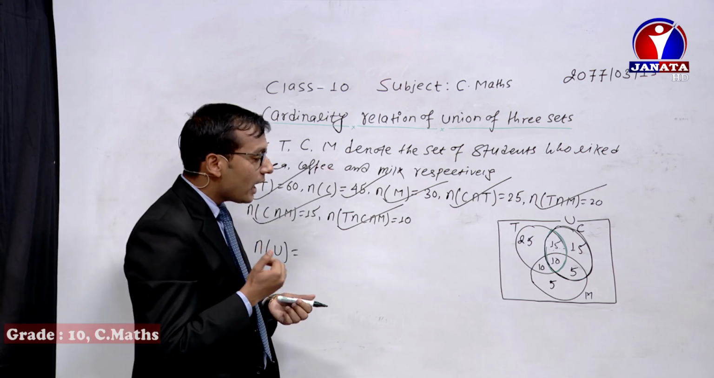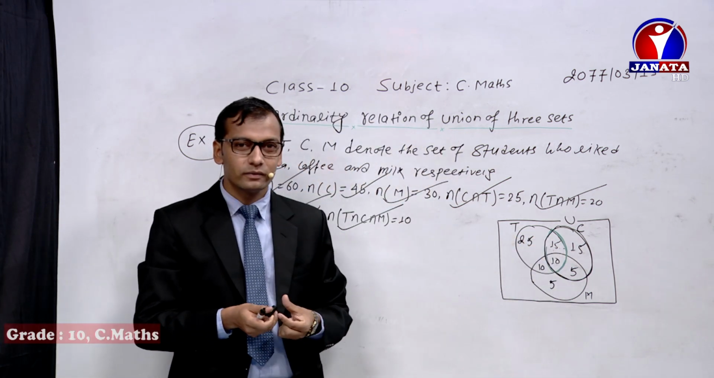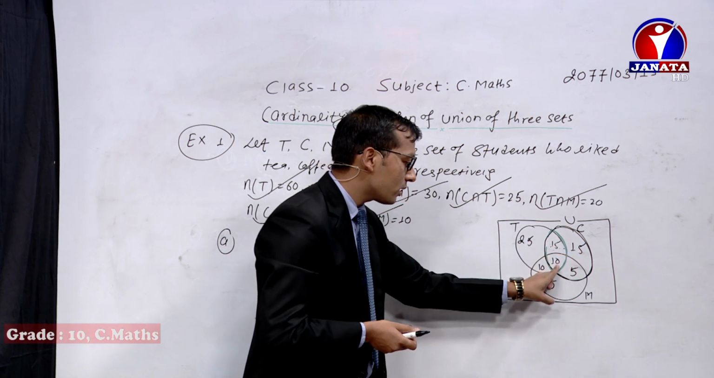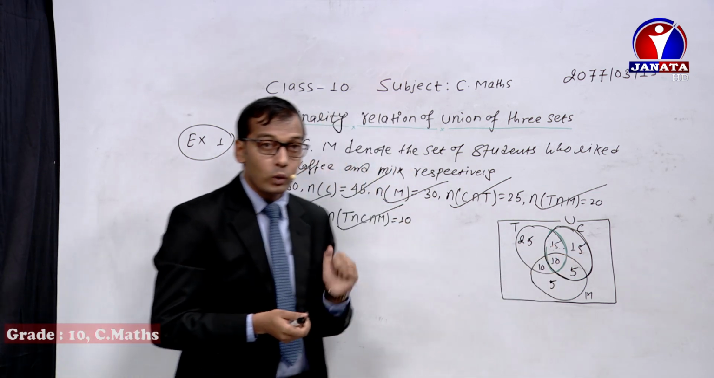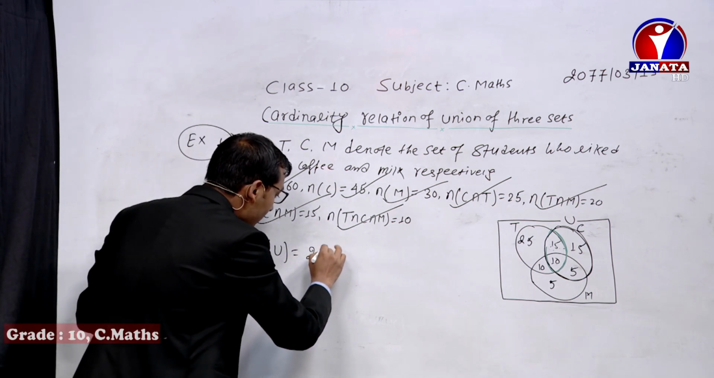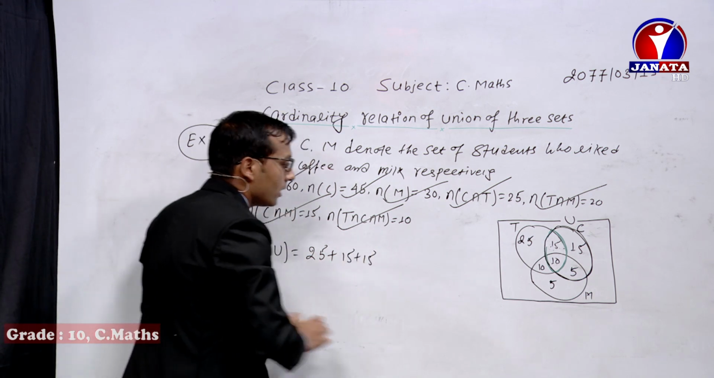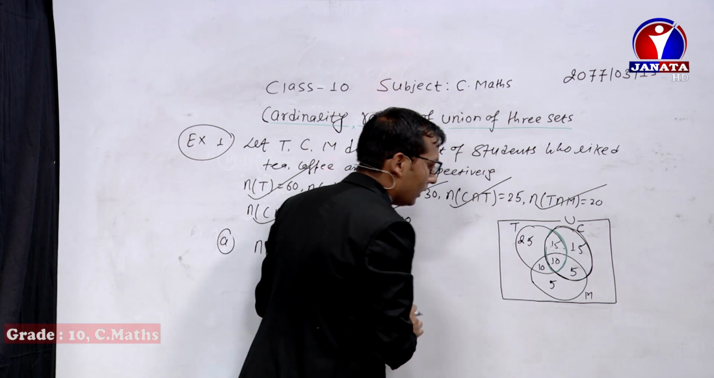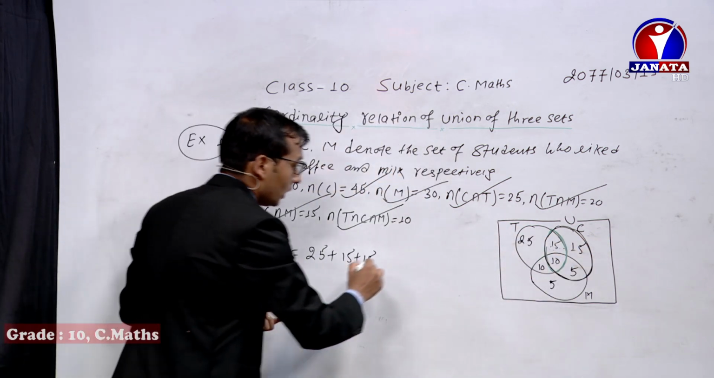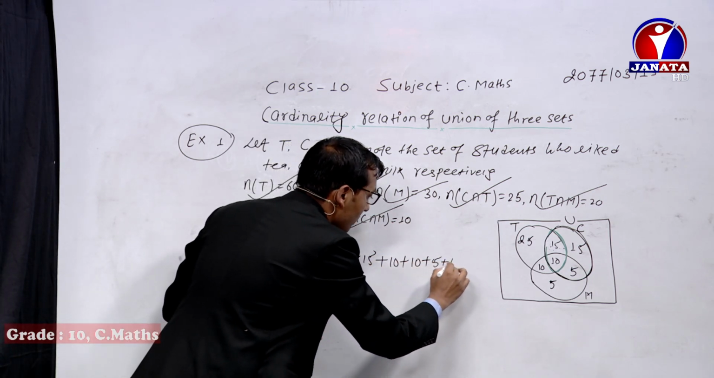So if we add the numbers which we have filled in the diagram, 25 plus 15 plus 15 plus 10 plus 5 plus 10 plus 5, we will obtain n of U. So n of U is simply 25, plus 15 plus 15, that's all the numbers which are in either set T or C or M, plus 10 plus 10 plus 5 plus 5.